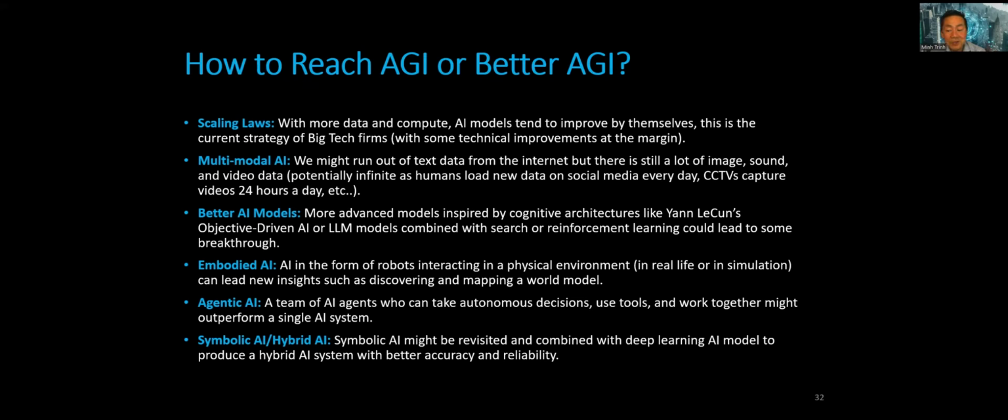Better AI models: people say we need better mousetraps. People believe that you need to build robots. Maybe AI needs to interact with the environment and learn from the environment to really become smart. Agentic AI means that you can have teams of autonomous AIs working together, and maybe as a team they can be better than a single AI. You can also have a hybrid system of deep learning AI combined with what they call good old-fashioned AI, symbolic AI, and maybe we could get there.